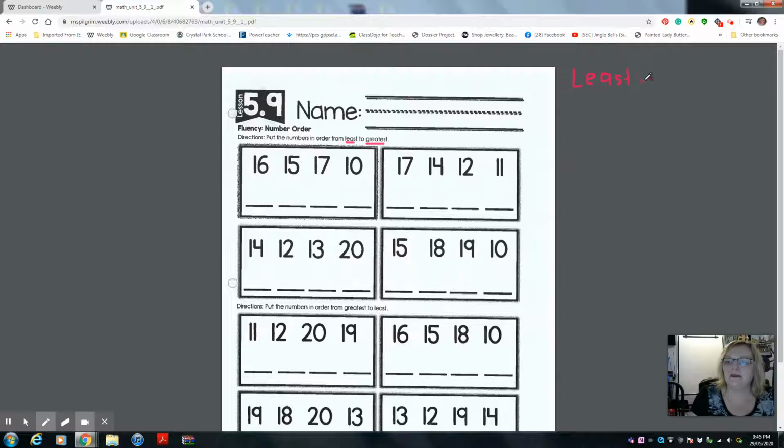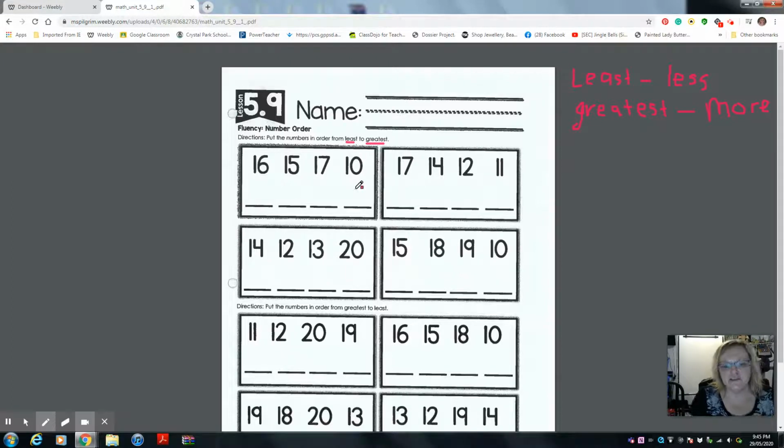Least means less, smaller. What does greatest mean? Yes, more, larger. Least, less, smaller; greatest, more, larger. So you're going to take these numbers and put them in order.